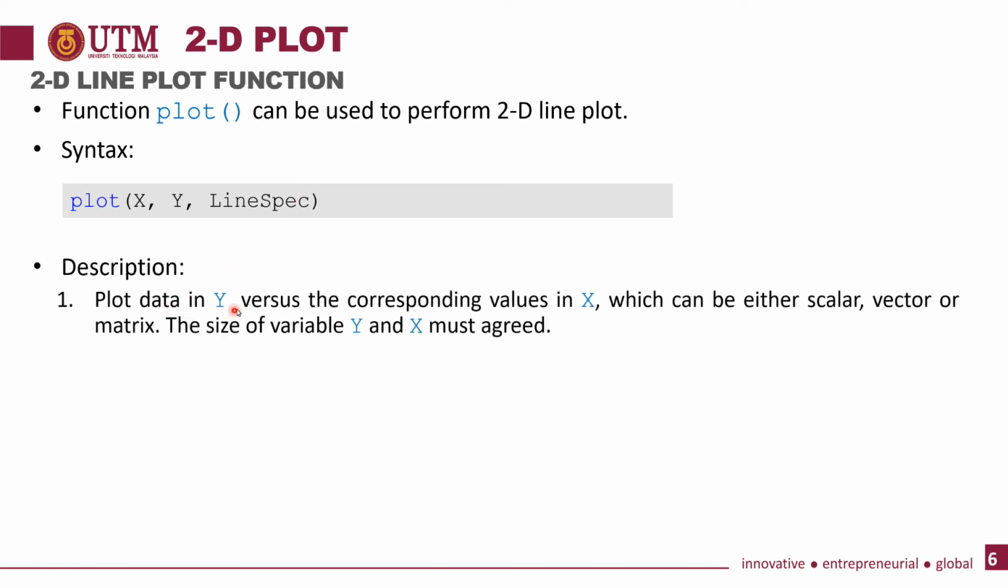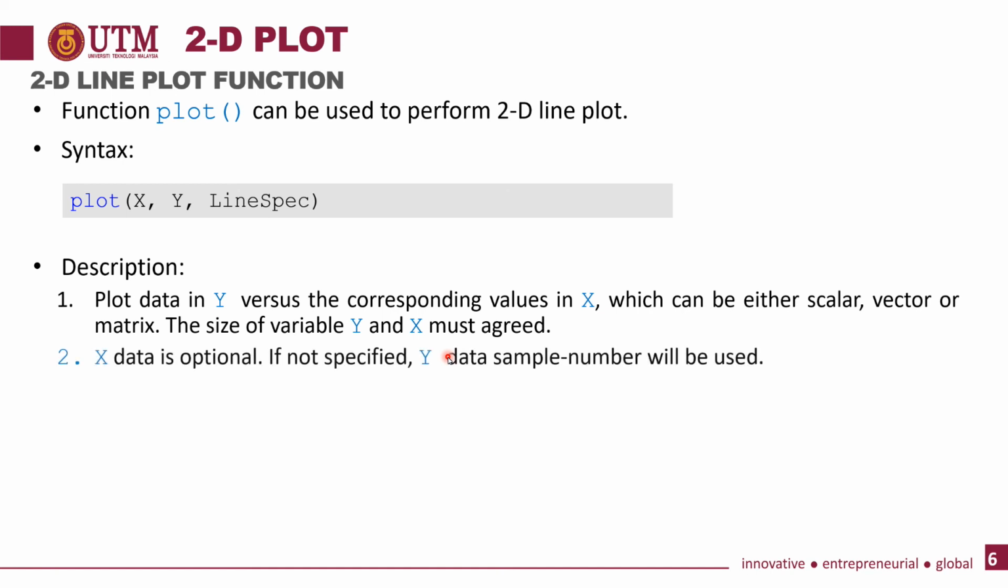It plots data in y versus the corresponding value in x, which can be either a scalar, vector, or matrix. You already learned about scalar, vector, and matrix in the previous chapter. Right now you already know what scalar, vector, or matrix are. The size of variables y and x must agree. As I said before, the size of y and x must be the same, so that it will be able to plot the data later on.